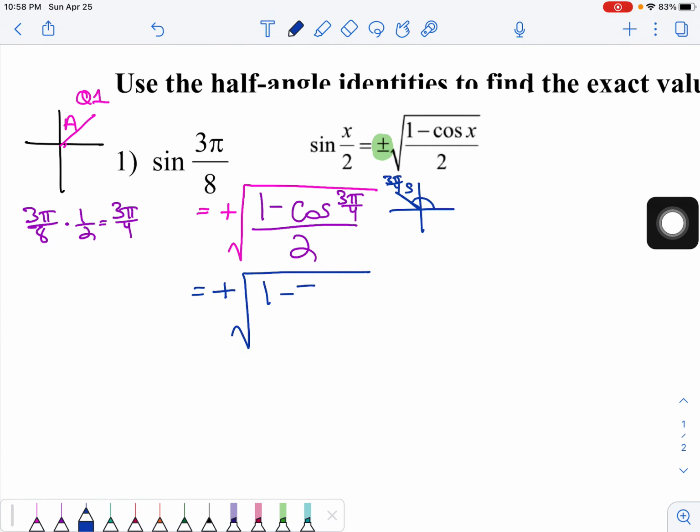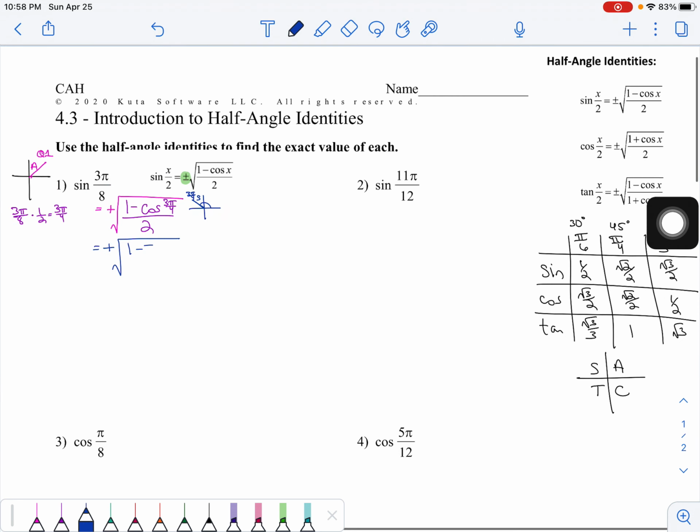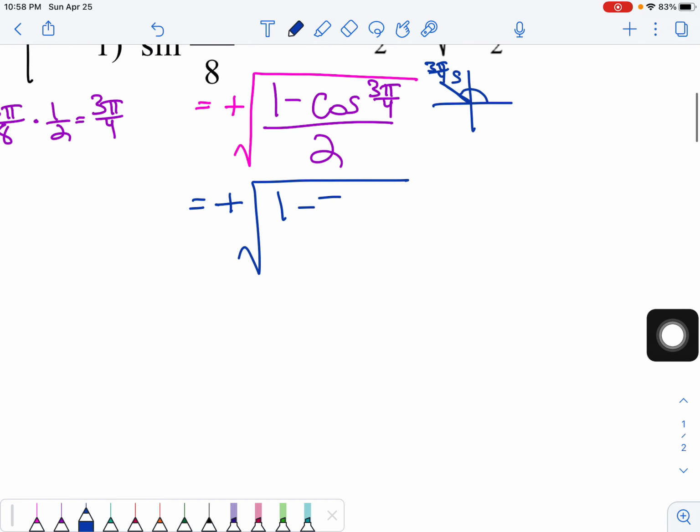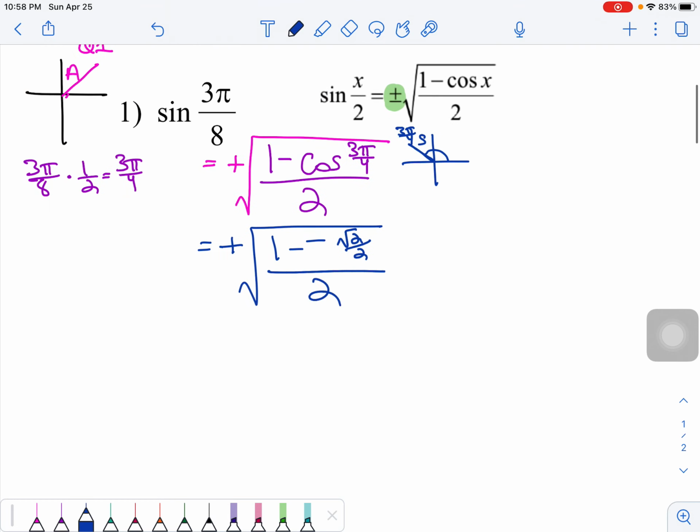Now I'm going to use pi over 4 as my reference. So what is the cosine of pi over 4? Well, that's root 2 over 2. Okay. And that's all over 2. All right, so what just happened here? Well, basically, I just figured out that the cosine of 3 pi over 4 was negative root 2 over 2, and I replaced it into the problem.